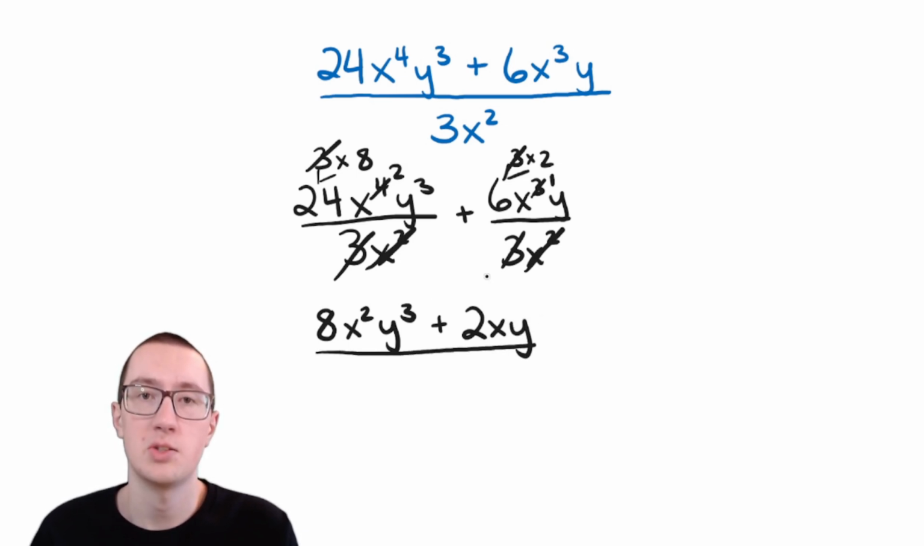We can't do anything with this because they're not like terms. You can't add them together if they don't have the same amount of letters and the same letters. So our final answer is 8x^2y^3 plus 2xy.